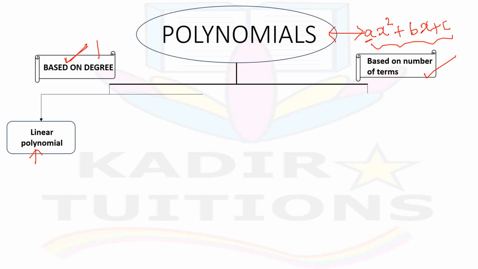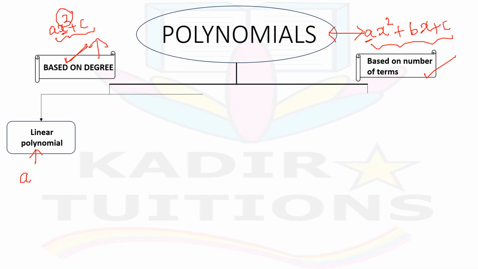First we need to know what a degree is. Degree means the power of the variable. So maybe I have ax square plus c. This is the polynomial I have. Here the variable in this polynomial is x. So what is the power of x? It's 2. Maybe I have many x's, and to check the degree you need to take the highest power of the variable. Here there is only one x, so the power of x is nothing but the degree.